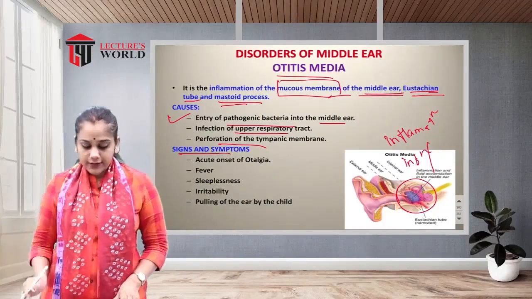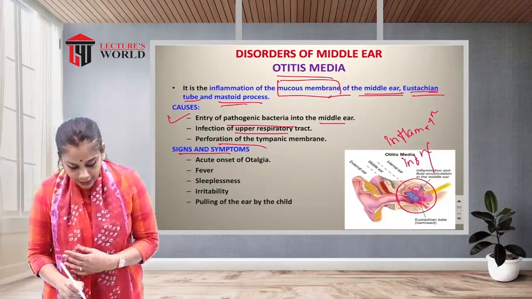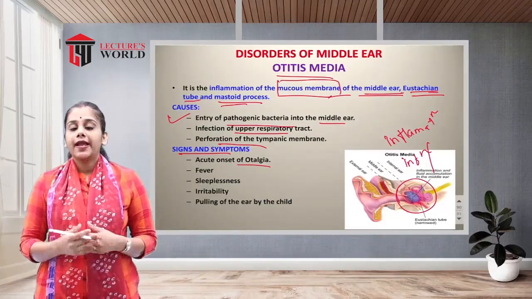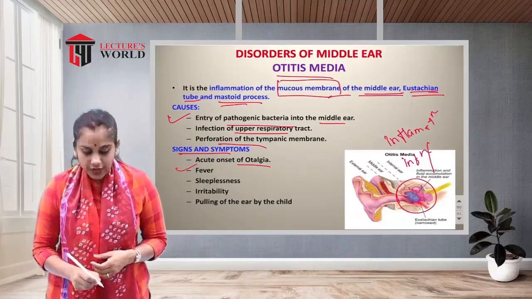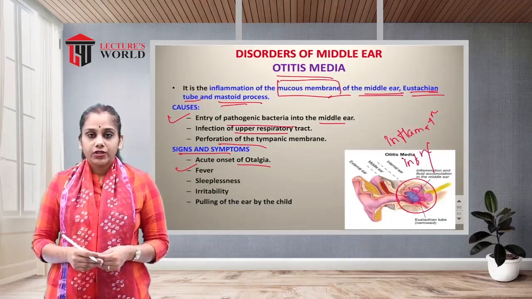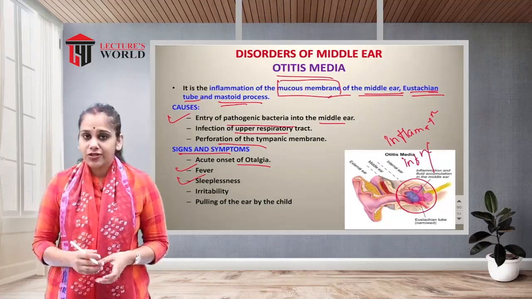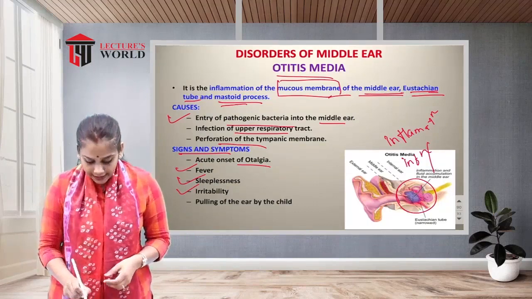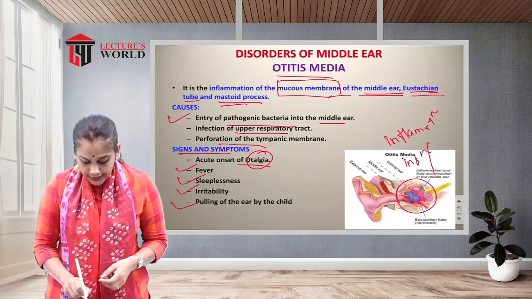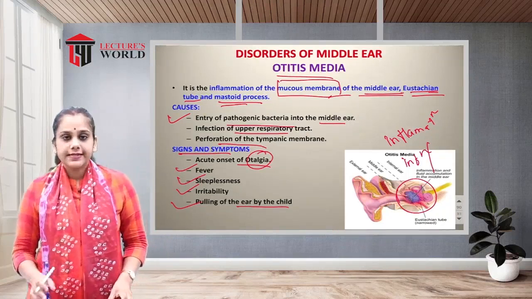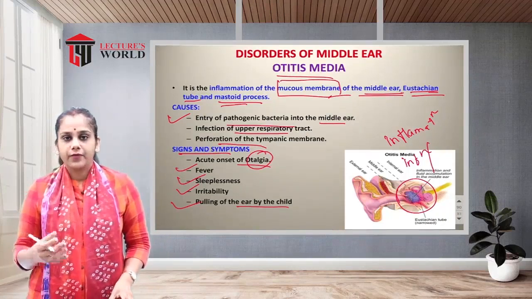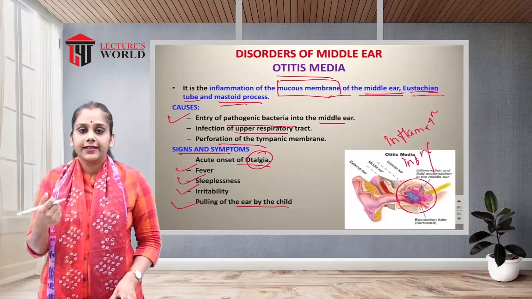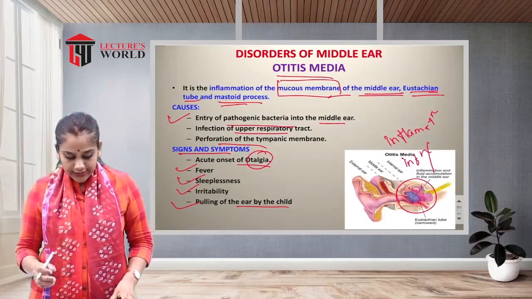Then the signs and symptoms of otitis media: the acute onset of otalgia. What is otalgia? That is pain in the ear. Then fever because of the infection or inflammation. Sleeplessness because of the otalgia. Irritability because of improper hearing and otalgia. Then pulling of the ear by the child. So these are the common symptoms. If children have otitis media, they will pull the ear because of the pain.